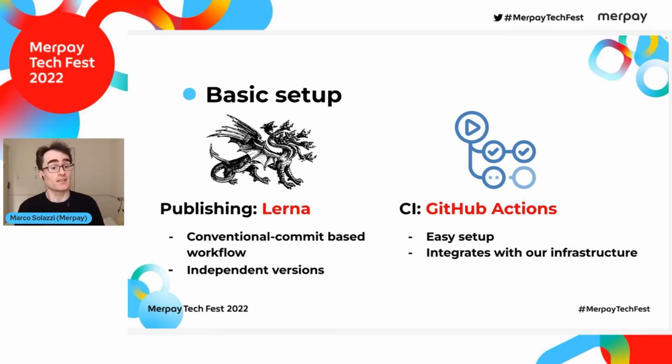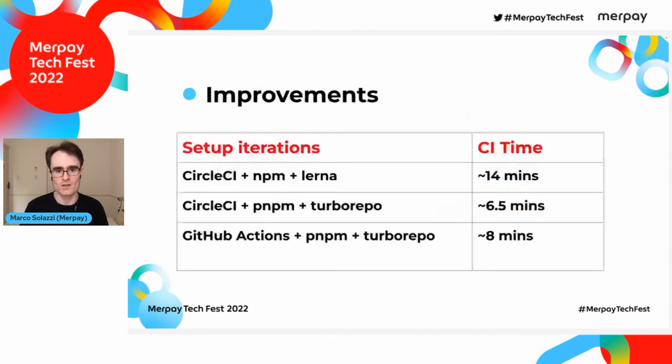The last part is the CI. So we selected GitHub Actions. GitHub Actions are easy to set up, and also this tool integrates very well with our current infrastructure since we use GitHub. By using this setup, we also noticed some improvements in the build process compared with our existing setup.